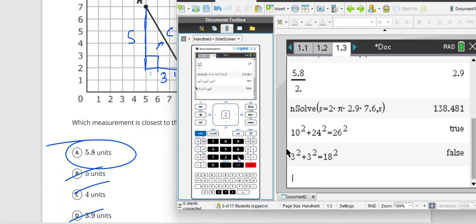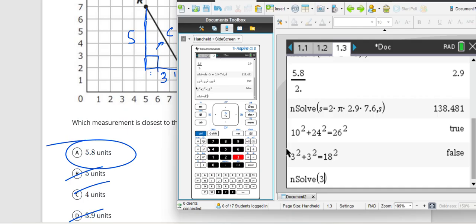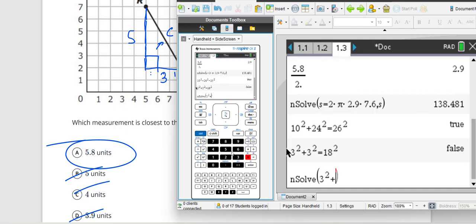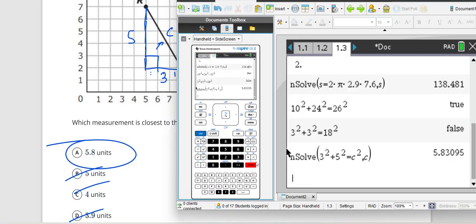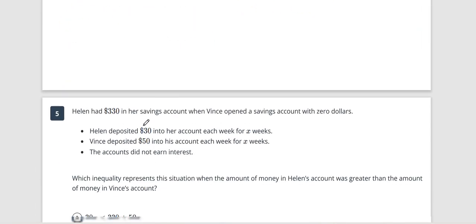It's too easy. So we come out here, the way I would do it, menu 3, 1, and I guess 3 squared plus 5 squared equals, we're going to go with C squared, and comma C, and 5.8. So there it is. Sorry about that one again.